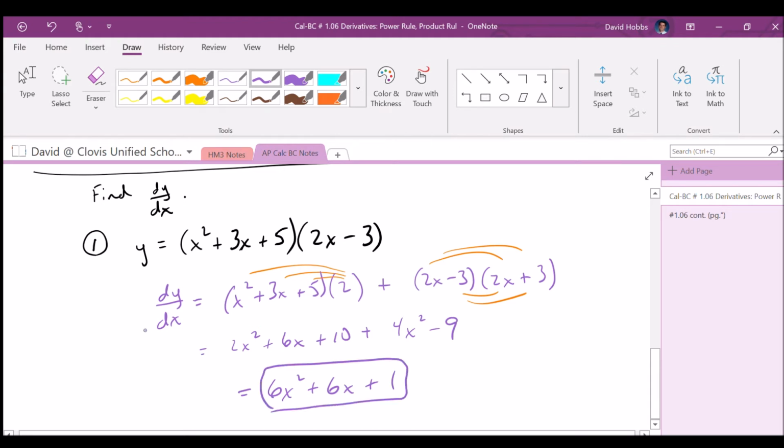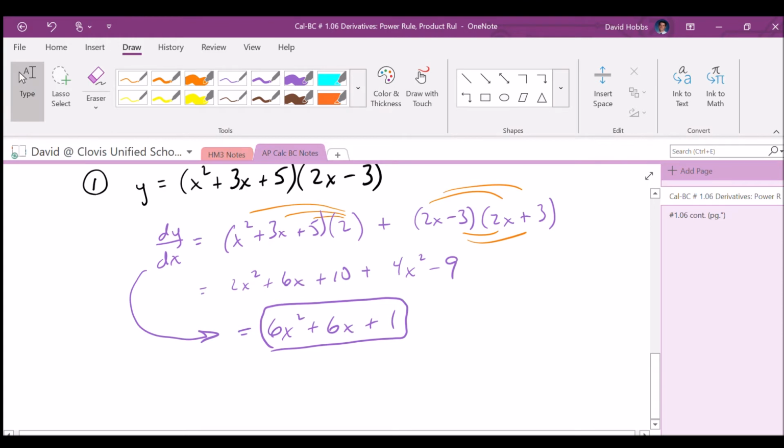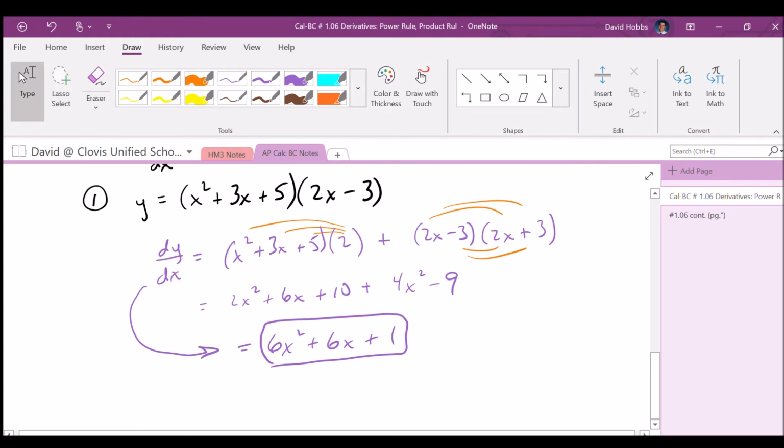Okay, that's dy/dx. Now, I know that there's probably at least one or two of you who are unsure that that is what we should be getting. So just to show that that's what we should be getting, you don't need to write this part down, but I'm going to just show it really fast. I'm going to go ahead and multiply this out.